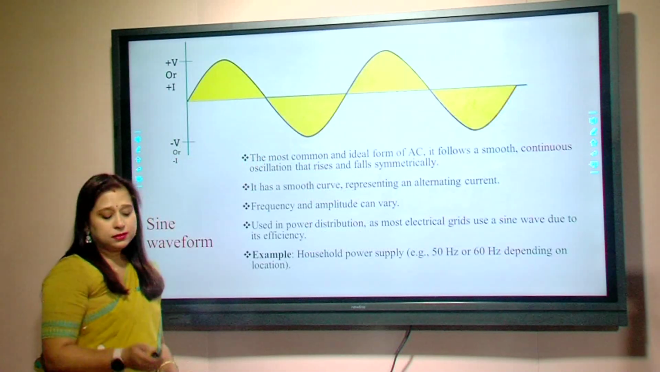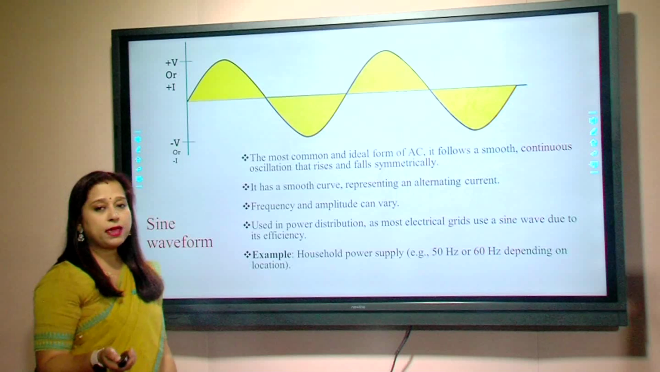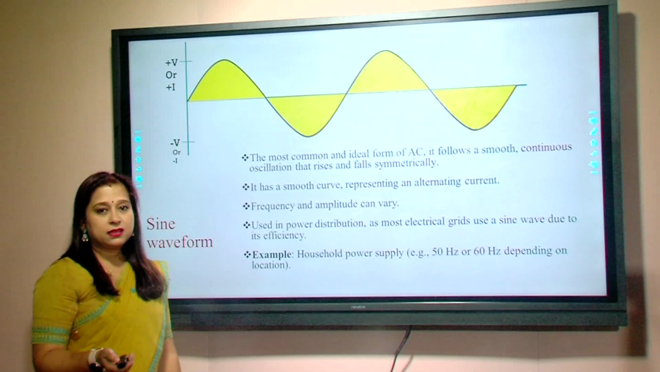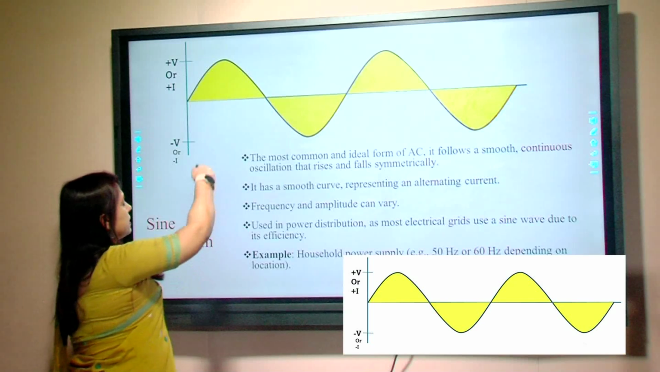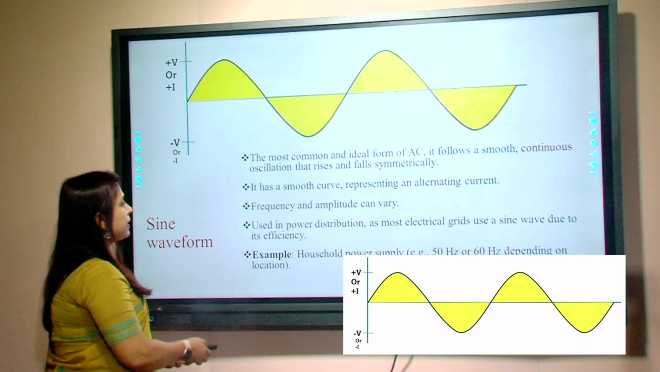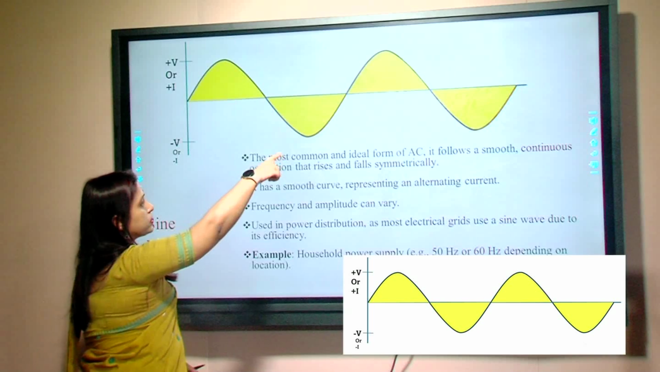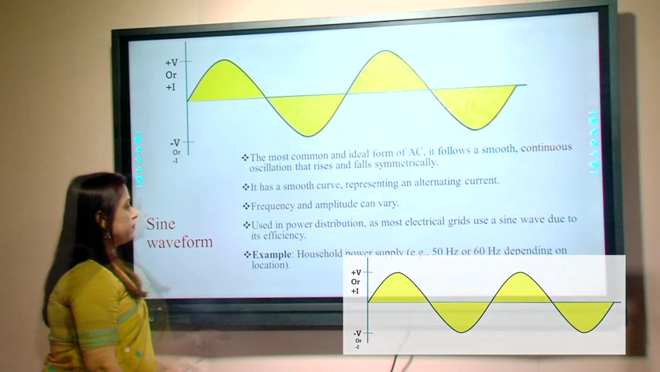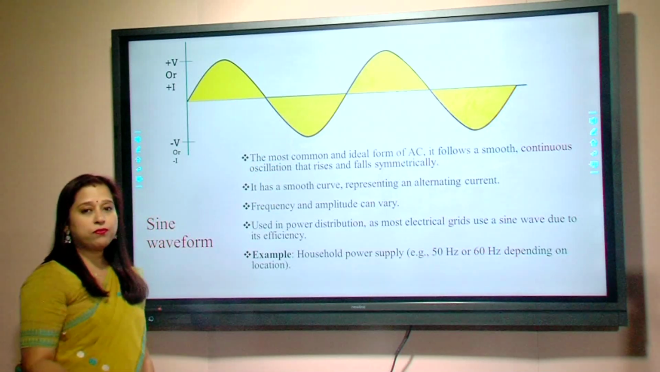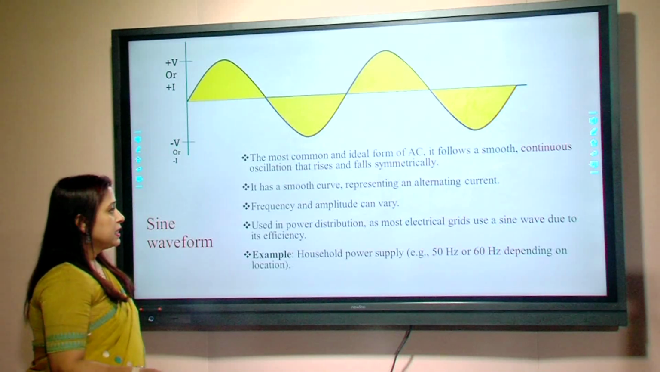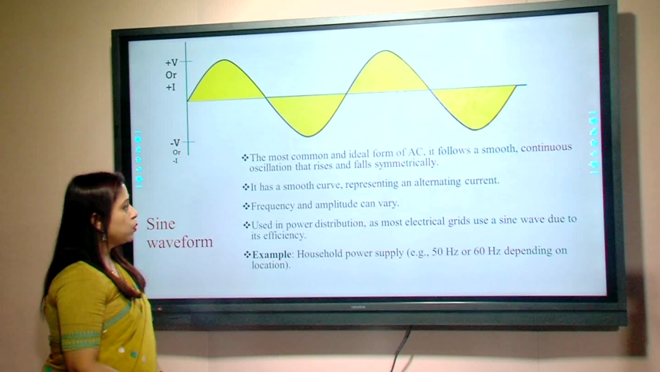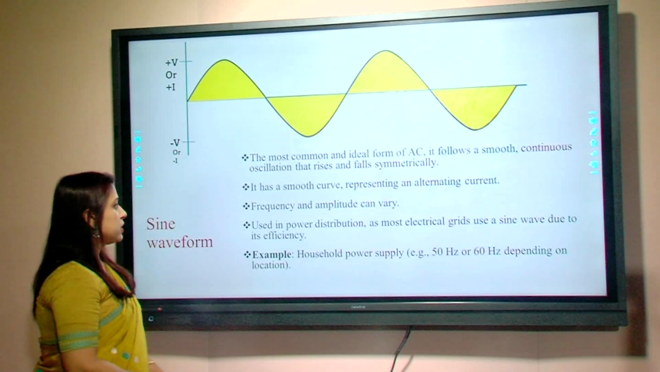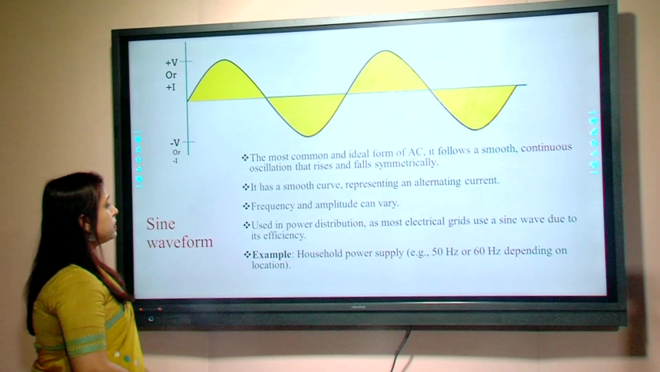The most common and ideal form of AC is the sine wave. So here you can see the sine wave. It is a very smooth curve which represents the alternating current. The most common and ideal form of AC is the sinusoidal wave. It follows a very smooth and continuous oscillation which rises and falls symmetrically.